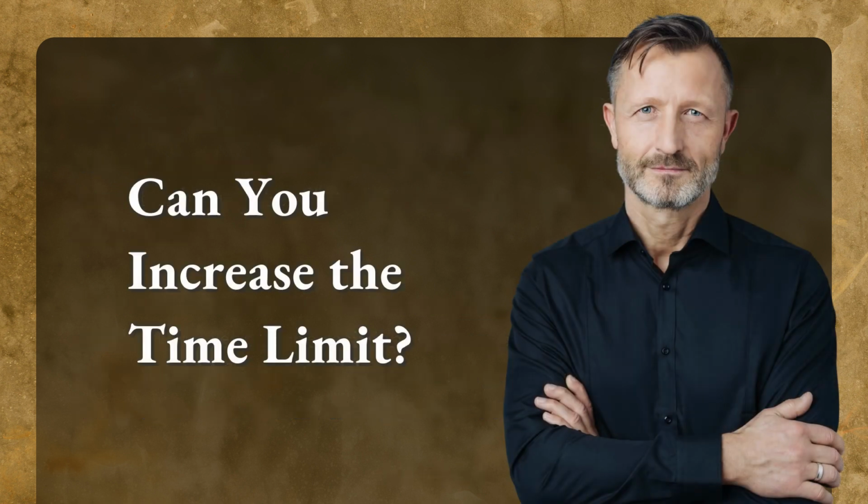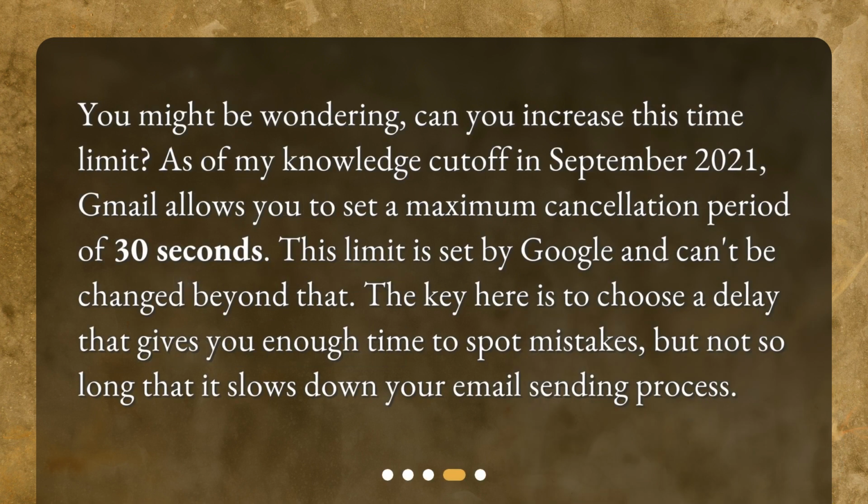Can you increase the time limit? You might be wondering, can you increase this time limit? As of my knowledge cutoff in September 2021, Gmail allows you to set a maximum cancellation period of 30 seconds. This limit is set by Google and can't be changed beyond that. The key here is to choose a delay that gives you enough time to spot mistakes, but not so long that it slows down your email sending process.